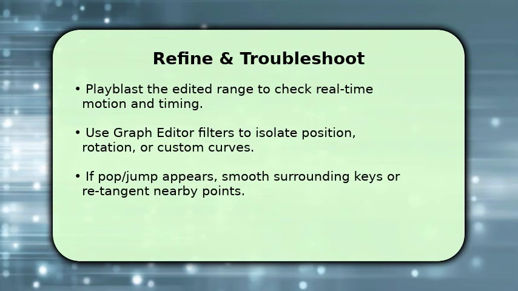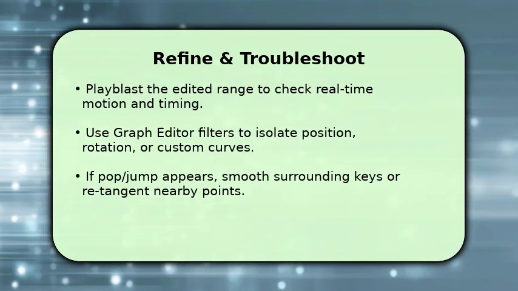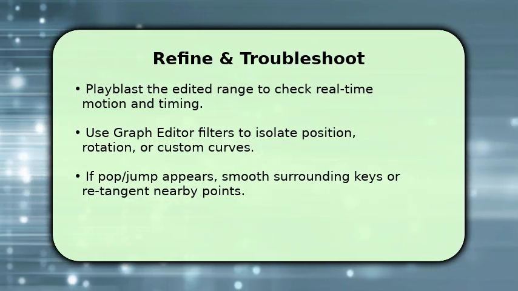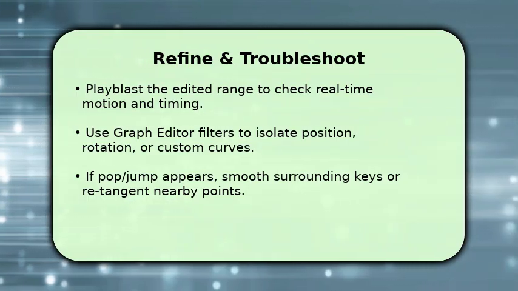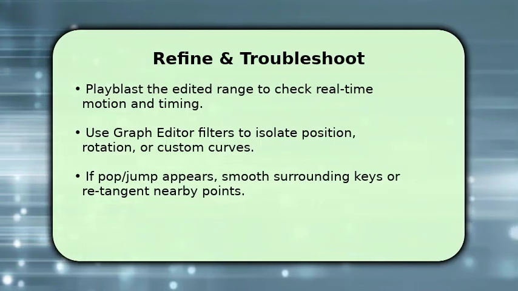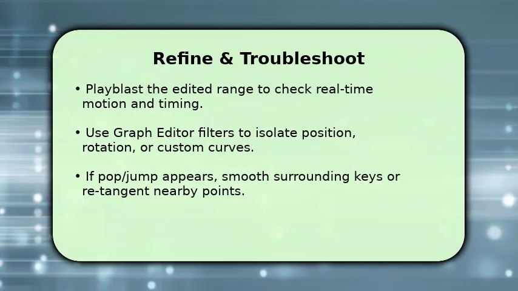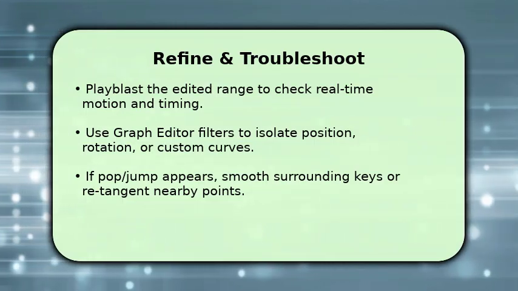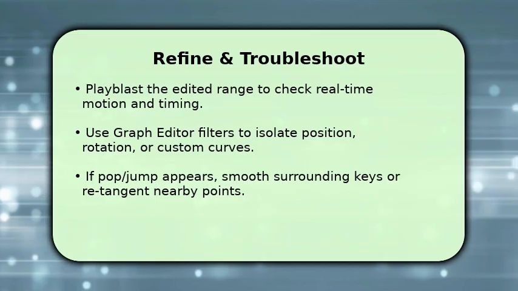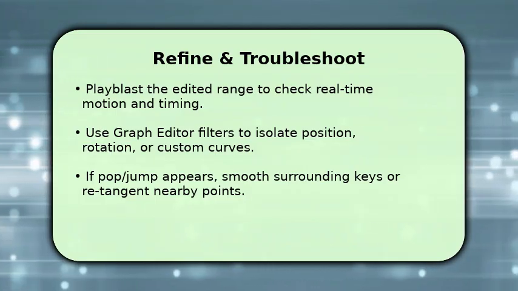Once done, use graph editor filters to isolate position, rotation, or any custom channel to make targeted tweaks without affecting others. If you see a pop or unnatural jump, smooth the surrounding keys or retangent nearby points to blend transitions. Make sure to undo and test alternative tangent types if smoothing fails. Finally, lock the track or bake curves to preserve your corrected animation.